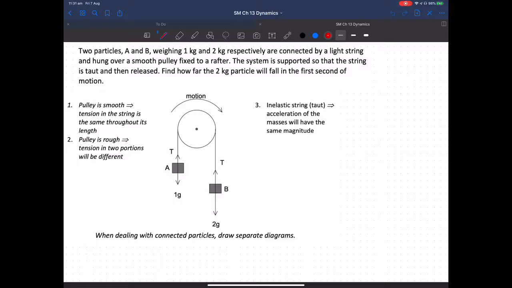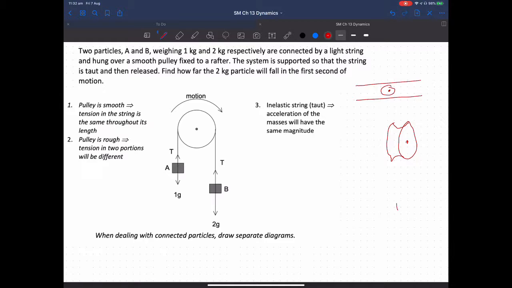So what do we have? We have a pulley that is fixed to a rafter. A rafter is a wooden beam. And what we have is a pulley fixed to the wooden beam. What I've drawn there is a three-dimensional version of our pulley.